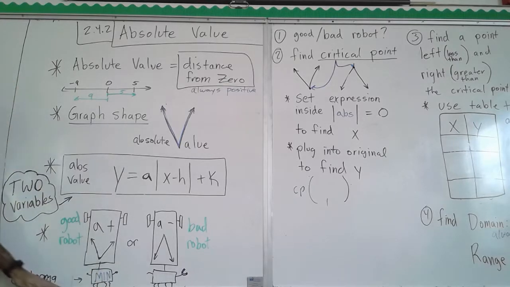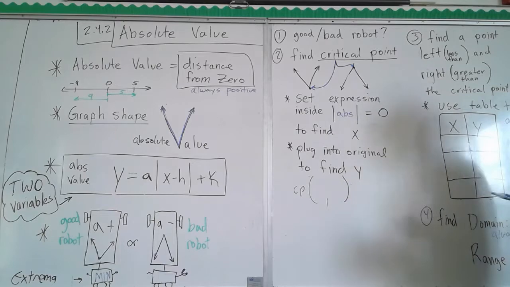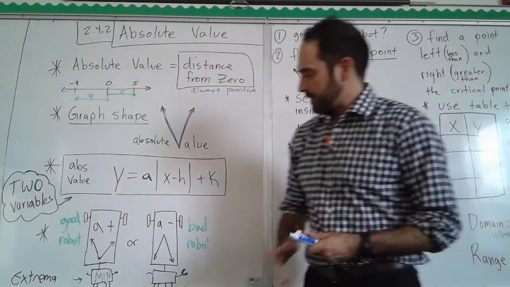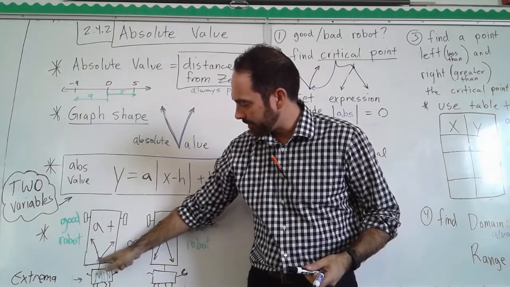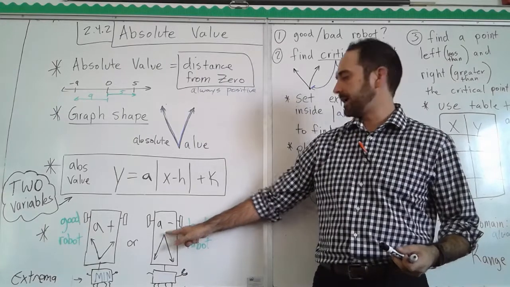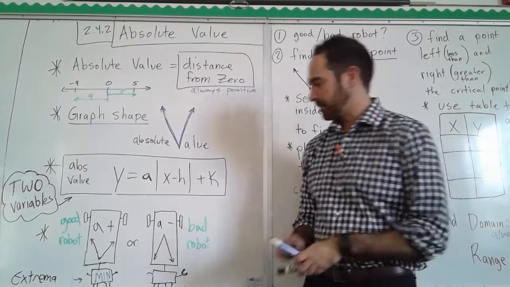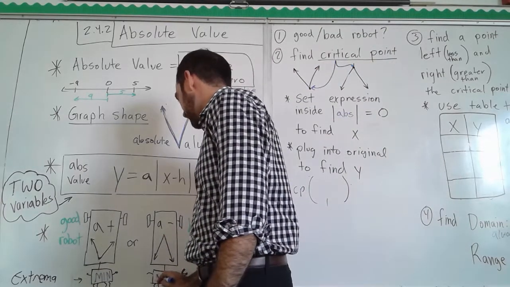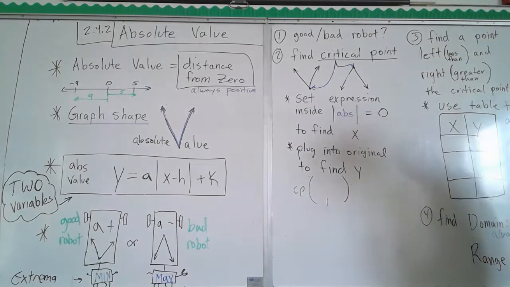The extrema, just remember that's the maximum or the minimum. It's one word that we use when we're not sure which one it is. So the extrema for A being positive, opening up, is a minimum. And when A is negative, we have a bad robot, frowning, then we have a maximum. So just from our A value, we can find out all that information, which helps us quite a bit. Then we know how to start the graph.